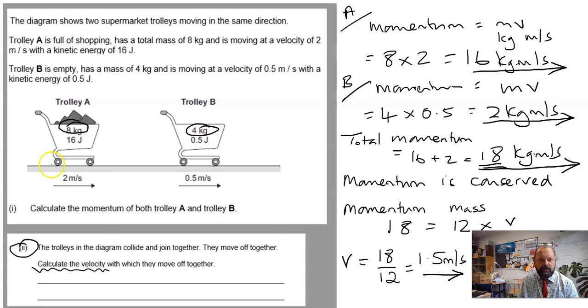Let's see if it makes sense. The two trolleys collide, they stick together and they move off to the right. That's what you'd expect, at a lower velocity than trolley A, but a higher velocity than trolley B. The answer for part 2 is 1.5 meters per second to the right.